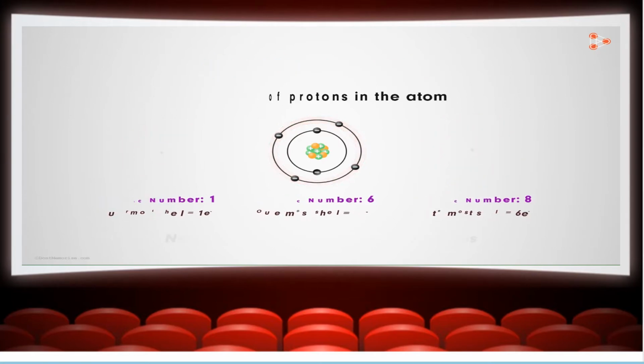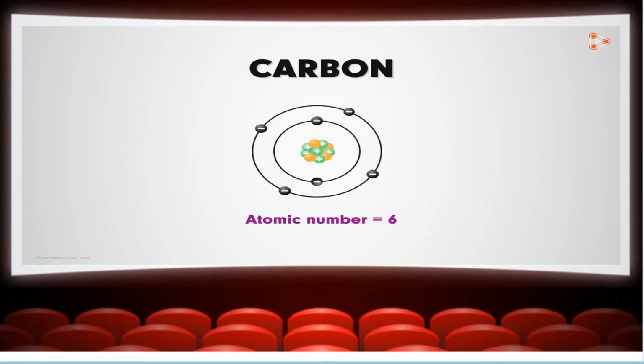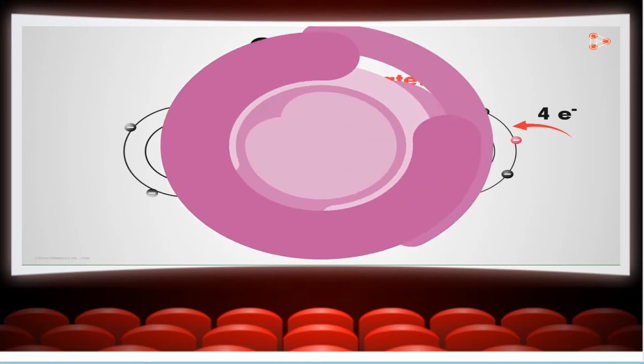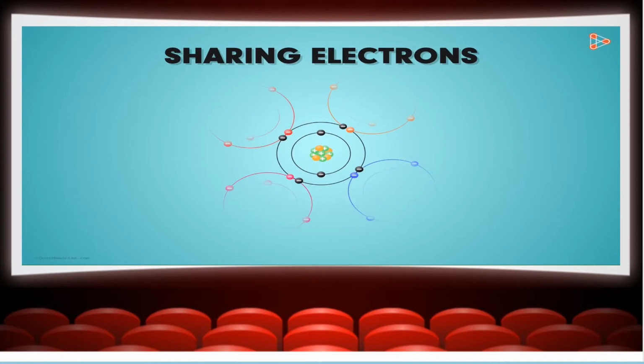We know that the atomic number of carbon is 6. That means the electronic configuration of carbon is 2, 4. Now let me ask you a question. Look at the atomic structure of the carbon atom. To achieve stability, will carbon take 4 electrons or will it donate 4 electrons? Well, the simplest way to achieve the octet state will be by sharing electrons. This gives us the answer to many queries.